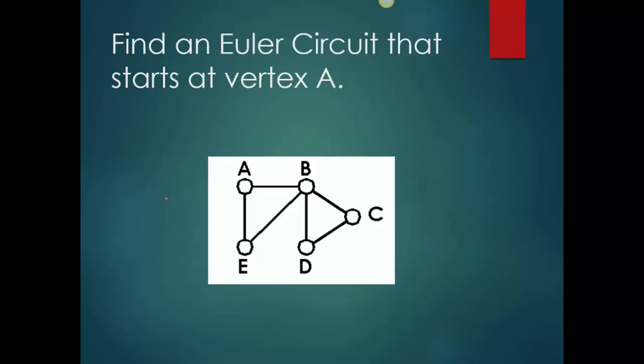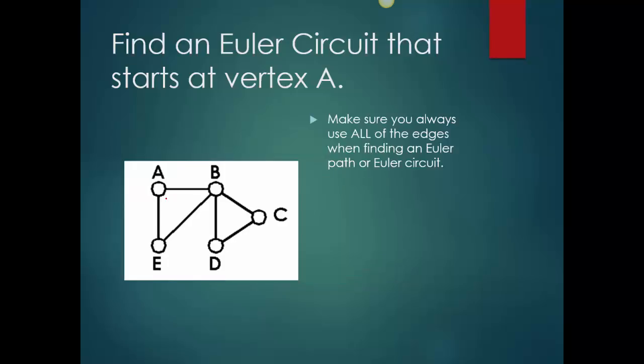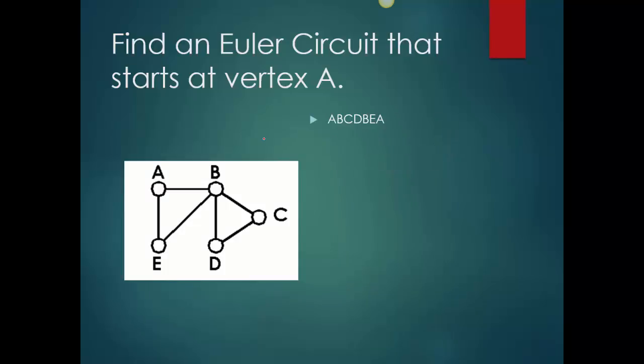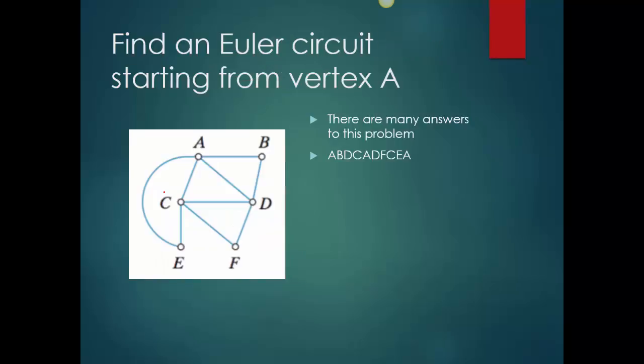All right, so let's start small. Here's my little graph, and I want to find an Euler circuit. For clarity, let's make it begin and end at A. As you're doing this, make sure you use all of the edges, because Euler always means edges. Use all of them. Okay, so here's one I see: A, B, C, D, B, E, A. I just kind of went along the outside, so this one is a clear step-by-step route.